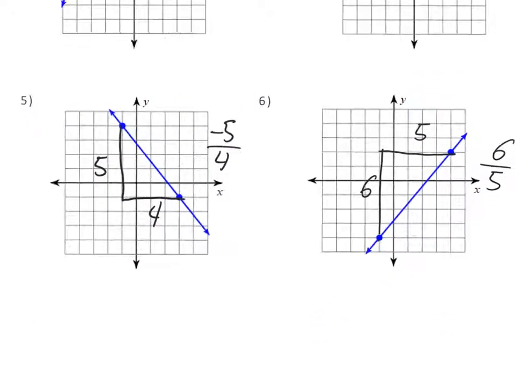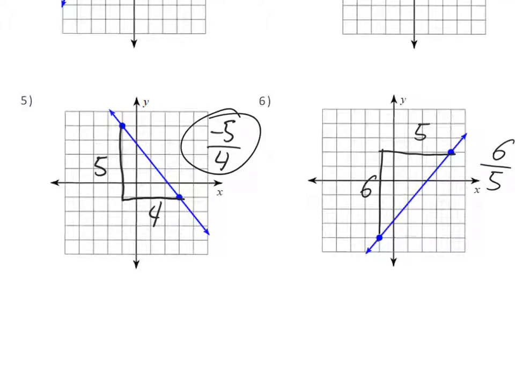Now the main thing that I want you to do, a way that you can double check, hey, I know I'm right. The fact that this is negative tells me that my line should be going down from left to right. So looking at it, it is going down. This is positive, so that means it should be going up. Looking at my picture, yes, it is going up from left to right.